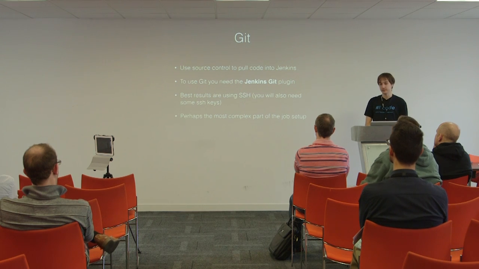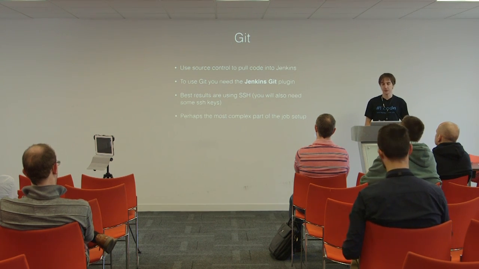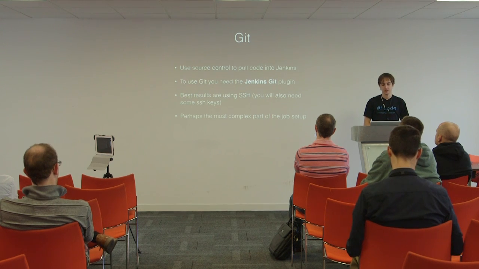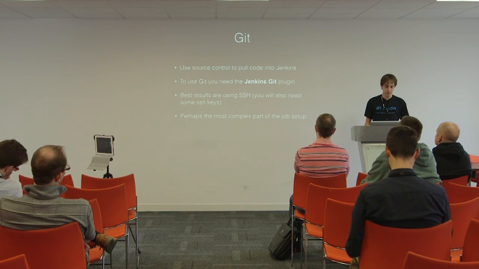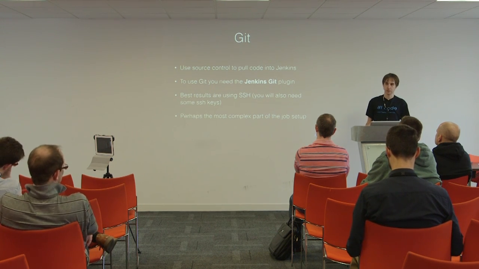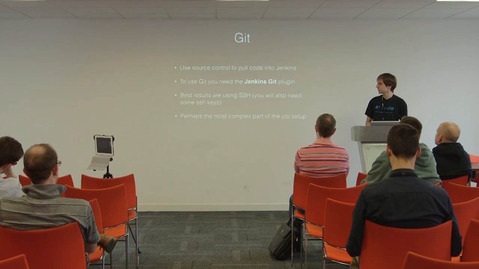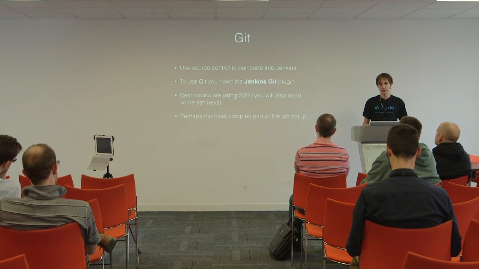To pull your source code into Jenkins, you need the Jenkins Git plugin. This is perhaps the most complicated part of your process, mainly because the best results are using SSH keys. But the chances are that you'll probably get a bit mixed up using them, and it took me a few attempts to get them quite right.